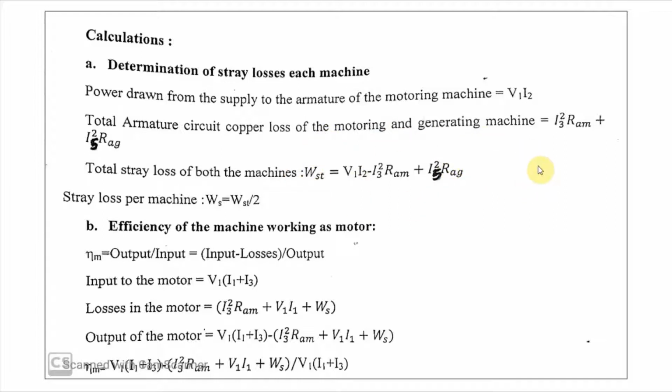Now here we will assume that both the machines will have equal no load rotational loss. So for per machine we can calculate the no load rotational loss using this. We will just divide it by 2.